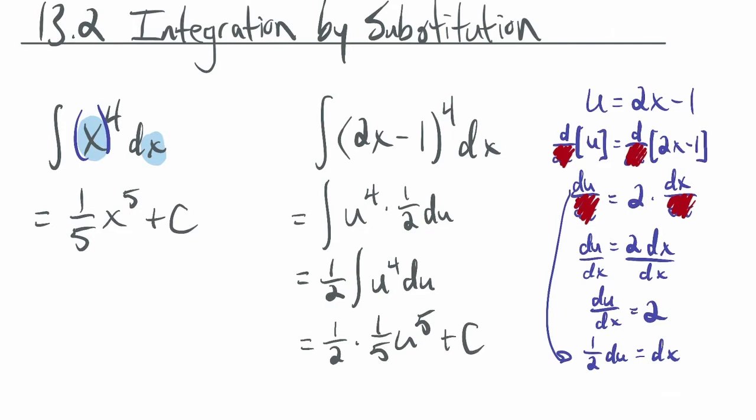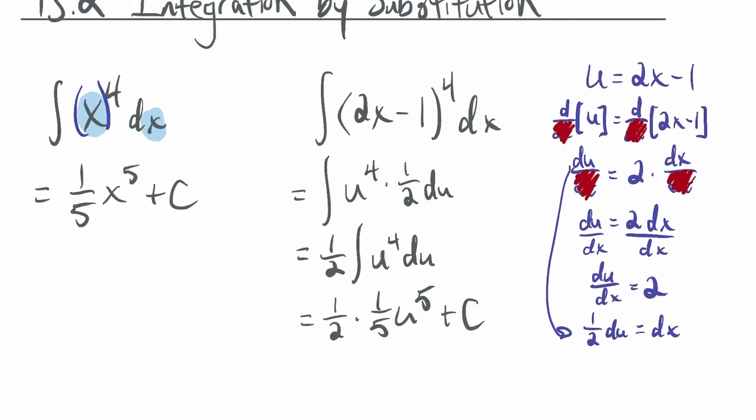Okay. Now I'm not quite done because u is something that I made up to help solve the problem. So I have to replace the 2x minus 1 back into that for my final answer. So this will be 1/10 times 2x minus 1 to the 5th power plus c. Okay?